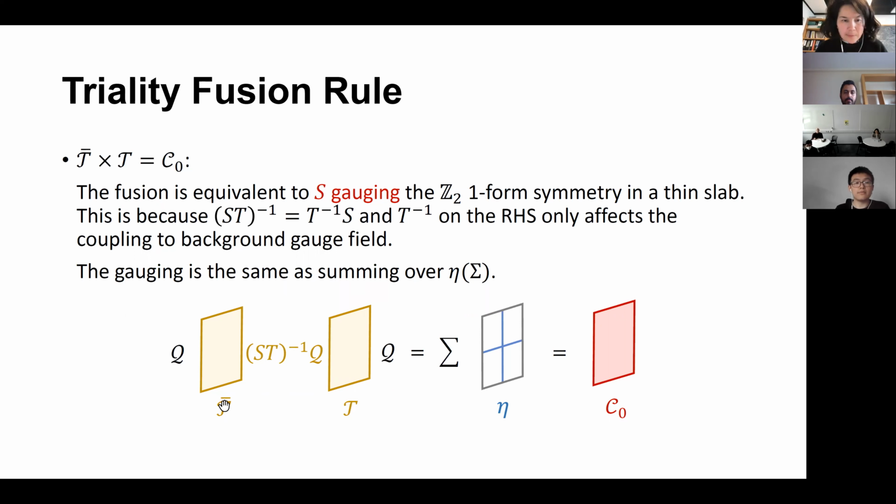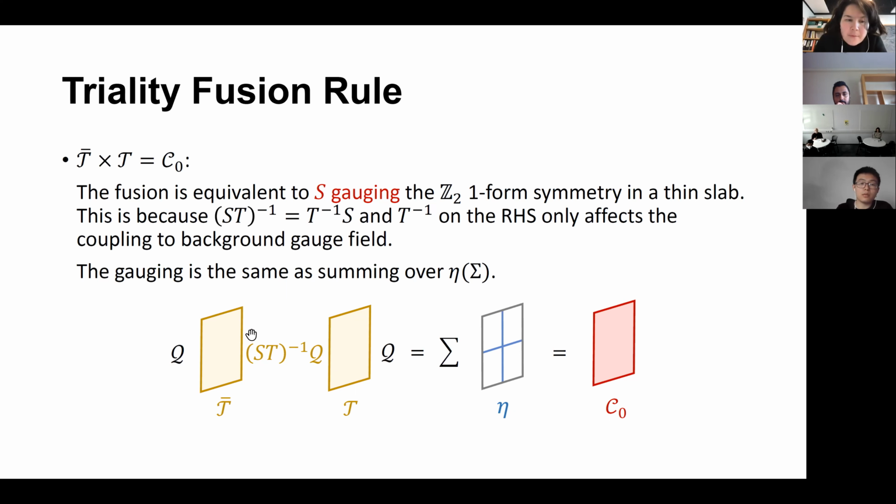So when we discuss the fusion of T bar and T, this will divide the space into 3 regions. On the left-hand side is Q, in the intermediate region is ST inverse Q, and on the right-hand side is Q. Now we can use the fact that ST inverse is just given by T inverse S. And because doing a T inverse after doing an S gauging only affects the coupling to the background gauge field, we can just ignore this T inverse.